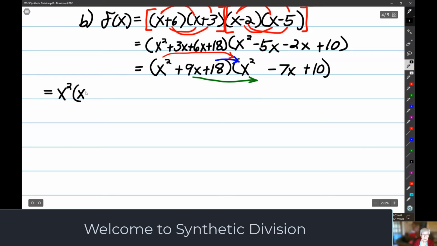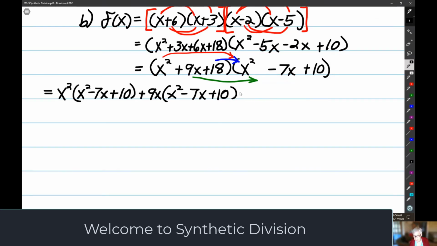x squared here times these three terms, x squared minus 7x plus 10. Now plus 9x times x squared minus 7x plus 10, plus 18 times x squared minus 7x plus 10.